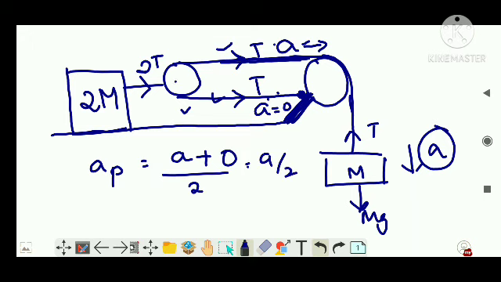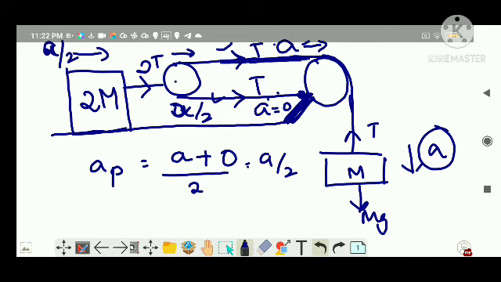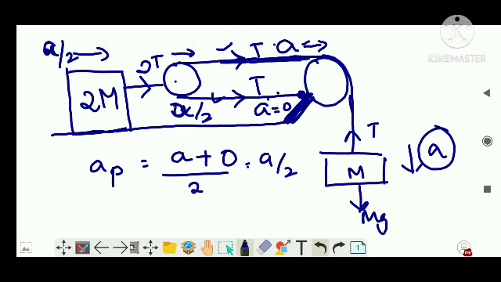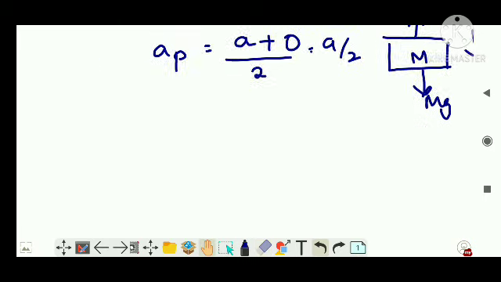That is, this pulley will have acceleration a/2. If the pulley is moving in this direction with a/2, then 2m will also be moving with acceleration a/2. Now suppose I change this: the 2m mass will have half the acceleration of mass m. So in place of a, if I write 2a, then here I can write a. That is, the pulley as well as the body 2m will be moving towards the right with an acceleration of a. Clear?